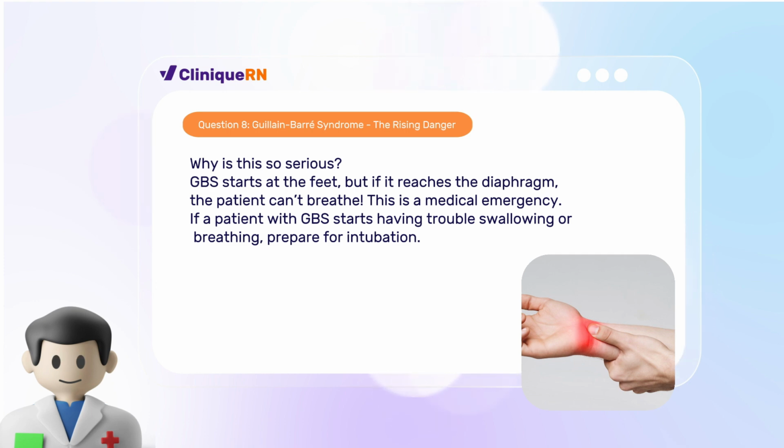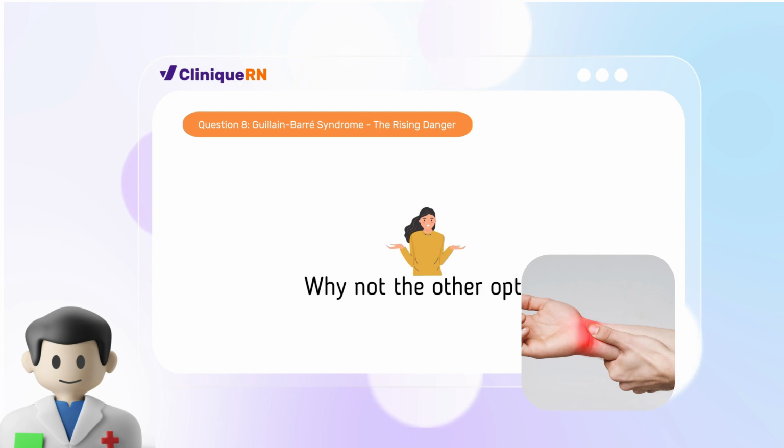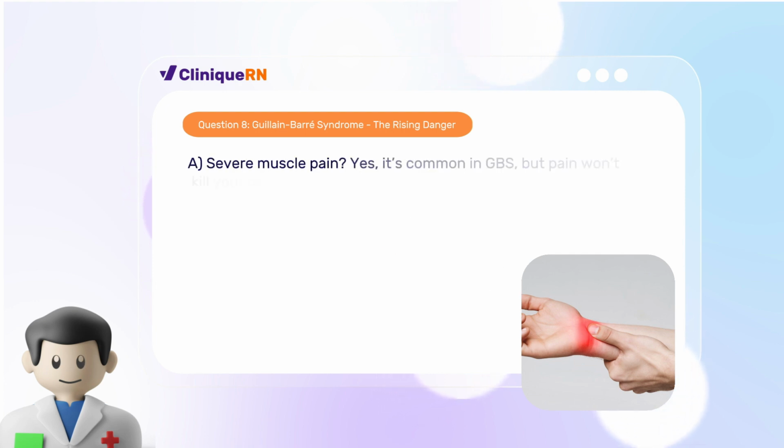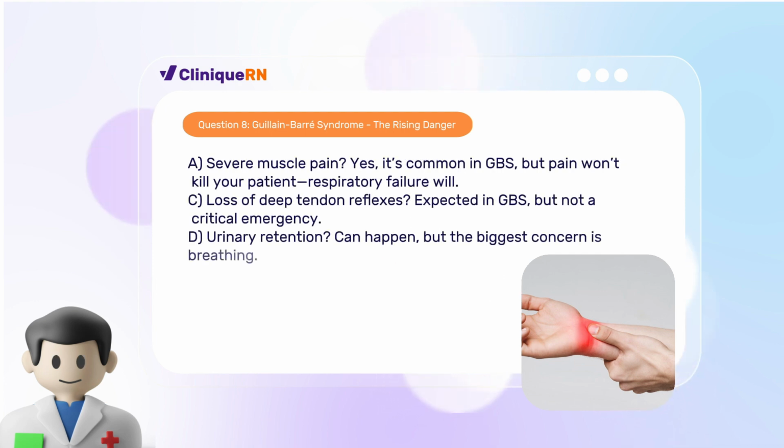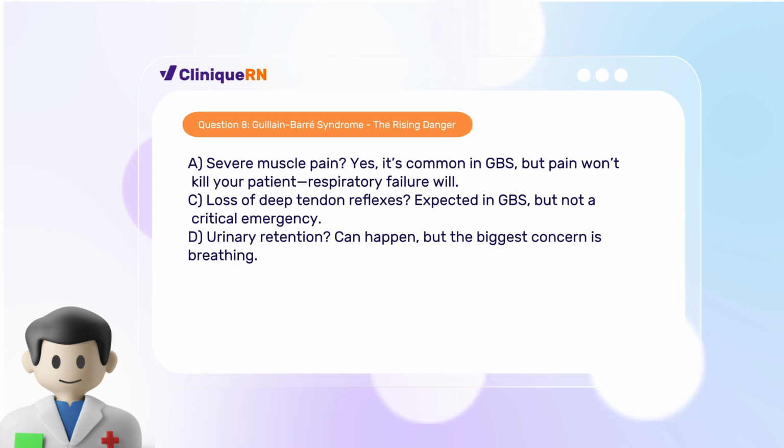If a patient with GBS starts having trouble swallowing or breathing, prepare for intubation. Why not the other choices? A. Severe muscle pain? Yes, it's common in GBS, but pain won't kill your patient. Respiratory failure will. C. Loss of deep tendon reflexes.